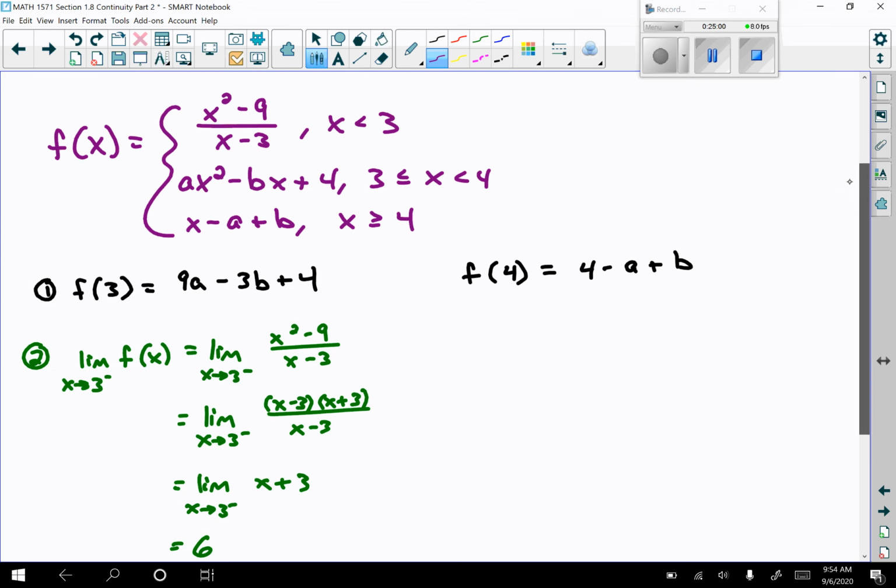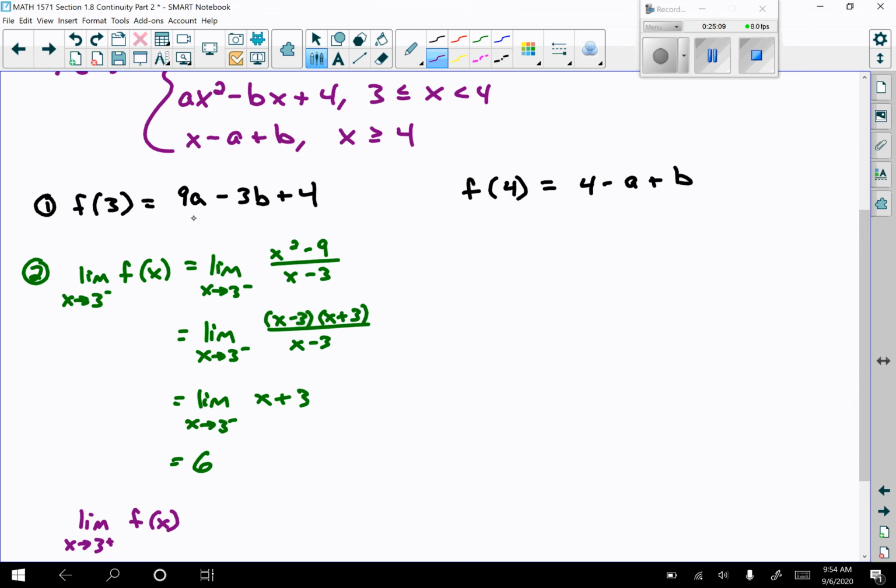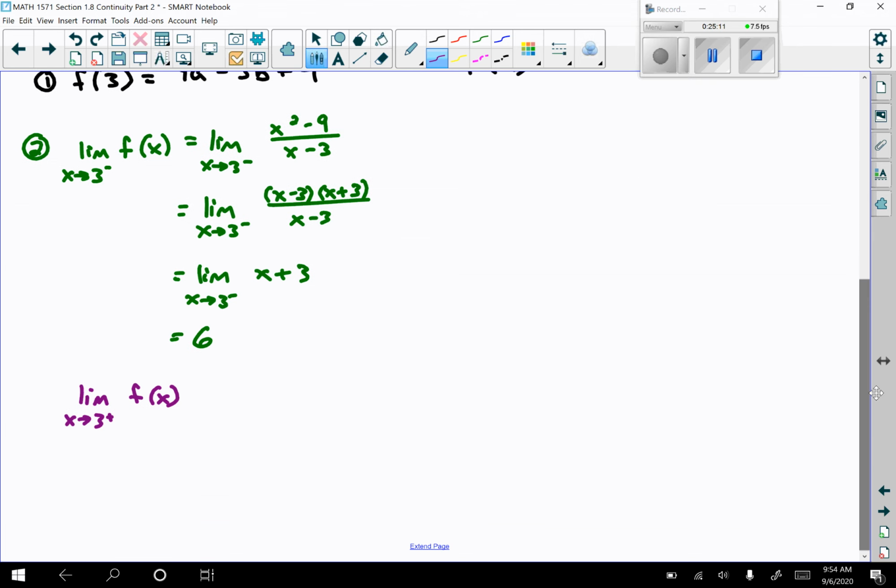All right, so if I'm approaching 3 from the right, I'm using the middle expression here. Again, I'm going to substitute a 3 in for each one, which is actually just going to turn back into f of 3. So this will just become 9a minus 3b plus 4.